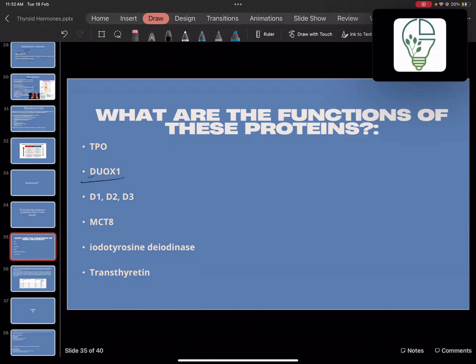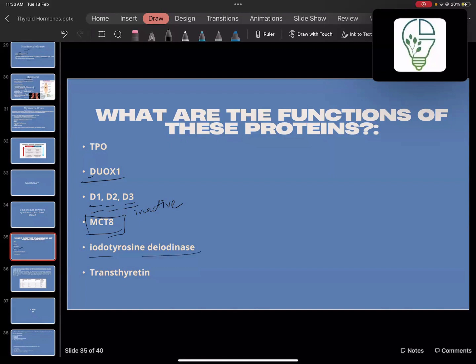D1, D2, D3 are needed for peripheral conversion of T4. So these two convert it to T3, and this one converts it to an inactive form of T3. MCT8 is the transporter that transports the thyroid hormones outside of the thyroid in the beginning, and then it also transports them inside into the cells that need it.